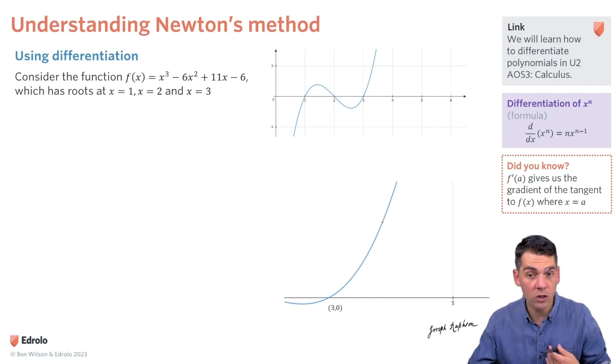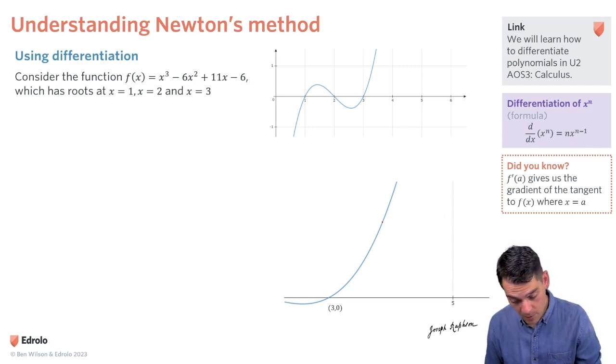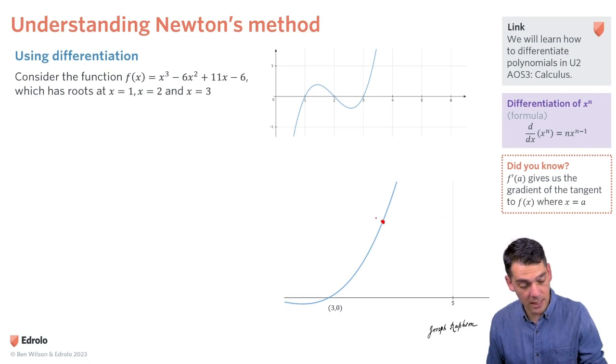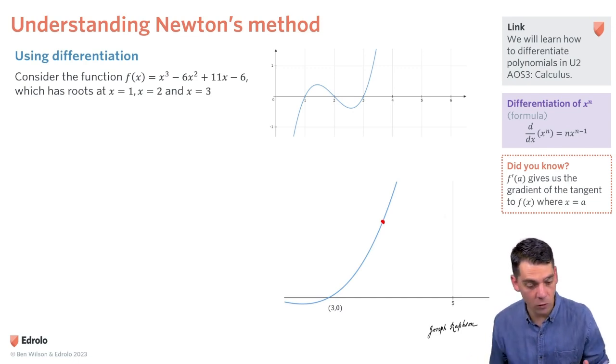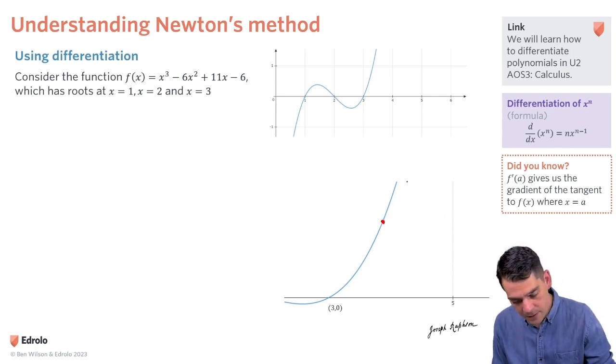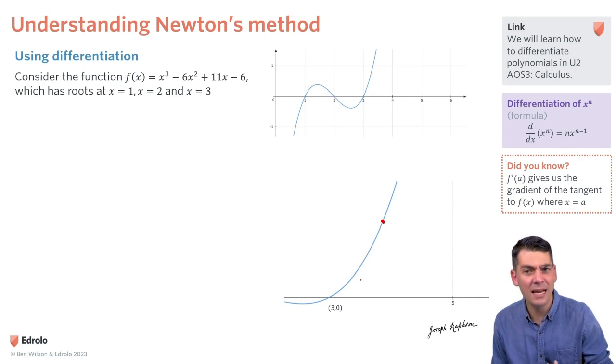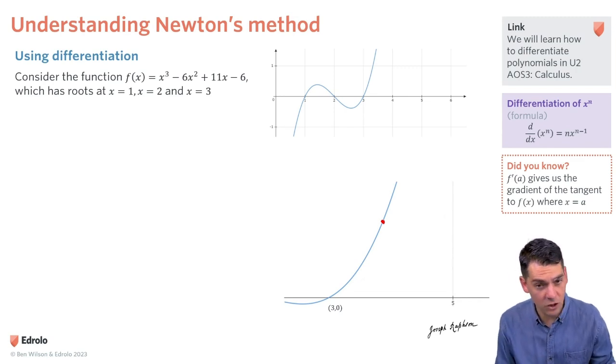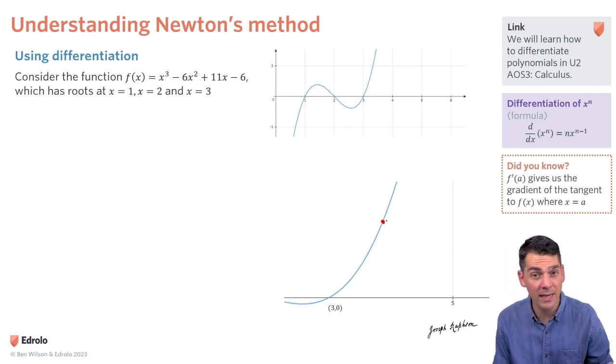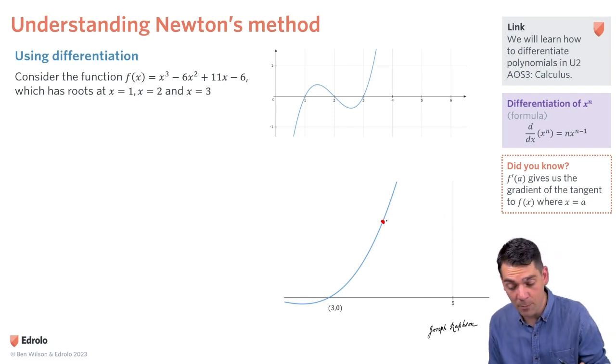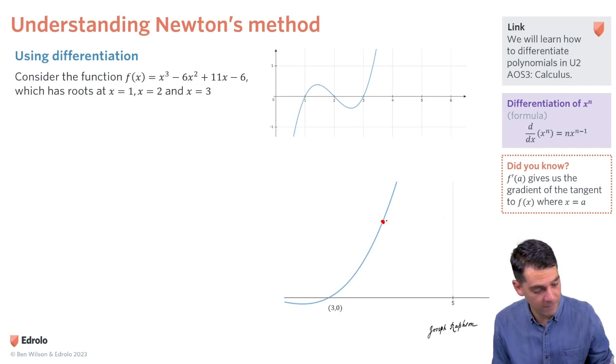So I'm going to use an initial guess of 4, which is this point here. Okay, so that's the function at 4. Now we know the x-intercept is not at 4. So what I need to do is get the equation of that tangent, and find the x-intercept of the tangent. To do that, I need to know the gradient at that point there. And to find the gradient at that point, I need to differentiate the function.